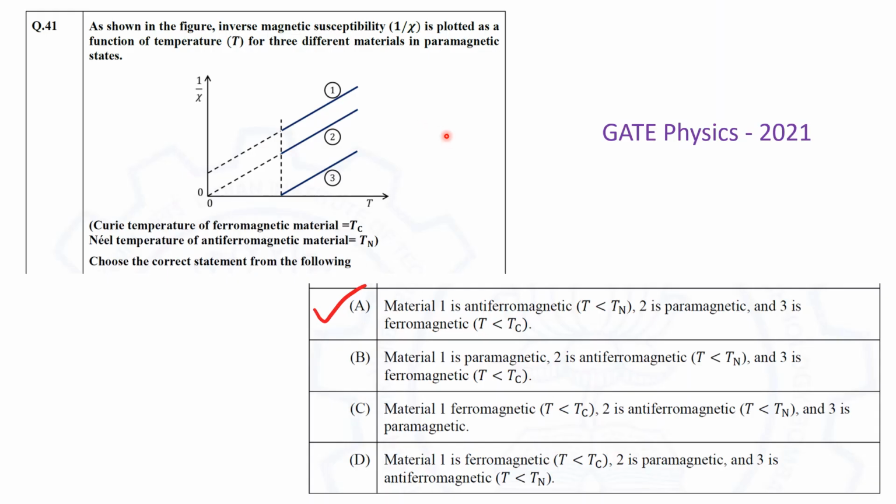So from the solution of this question, we found that option E is correct, which means curve 1 corresponds to antiferromagnetic for T less than Tn, curve 2 is basically for paramagnetic material, and curve 3 corresponds to ferromagnetic at T less than Tc.